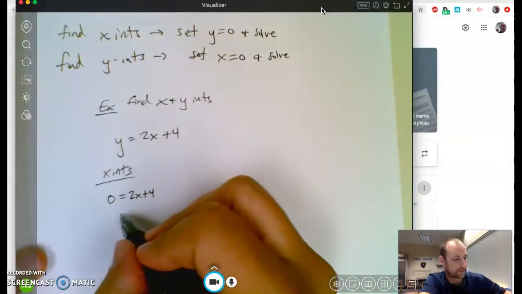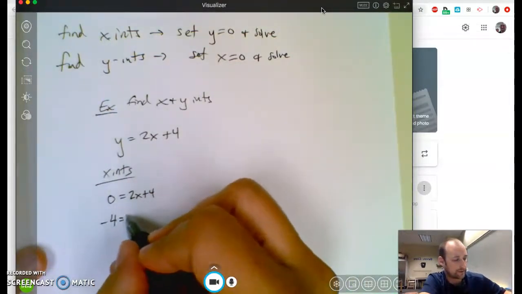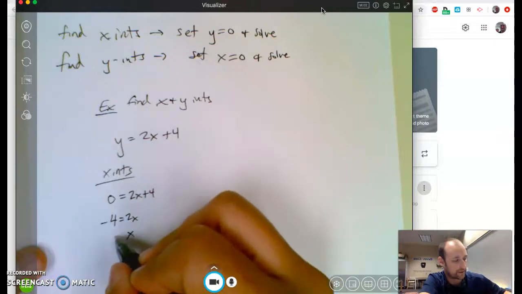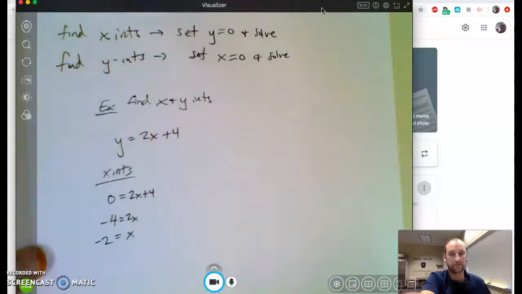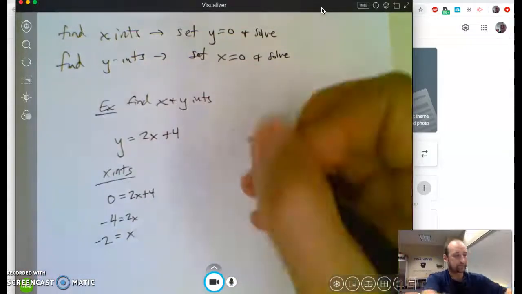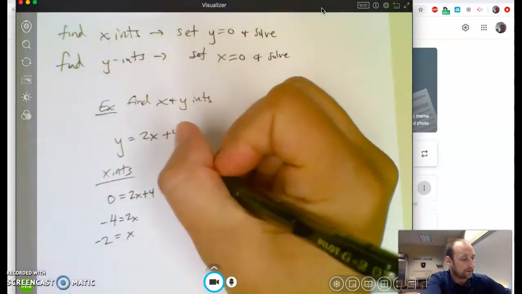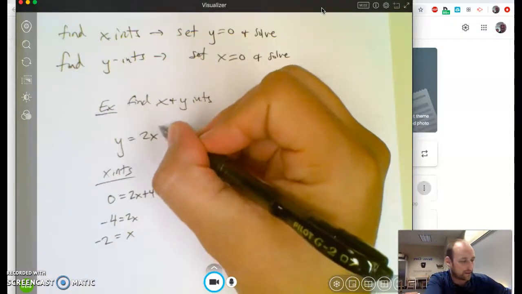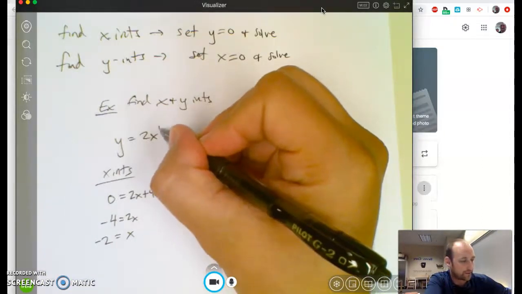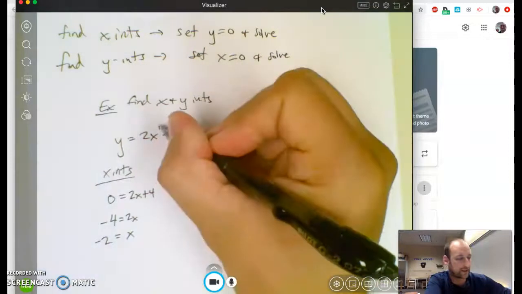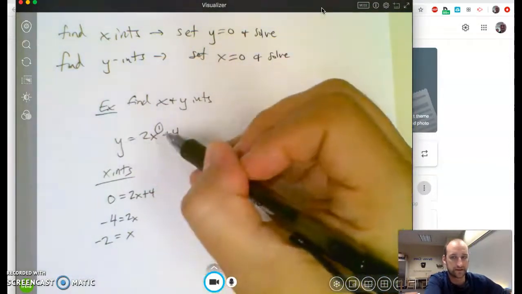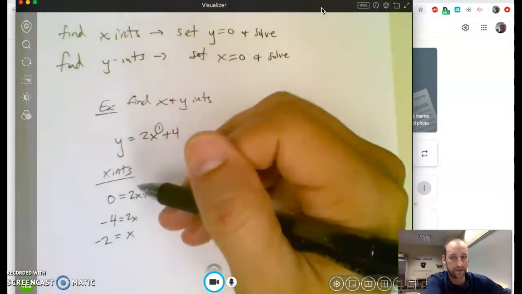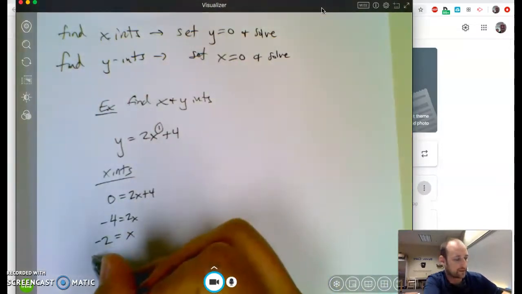And some problems are really easy. I started off with an easy one because, why not? It's the beginning of the year. So divide both sides by 2. We have one x-intercept at -2. That makes sense because the most x-intercepts you can have is the degree of your equation. And since this is linear, that's degree 1, and there's one answer for an x-intercept.